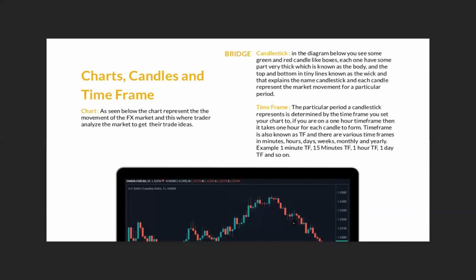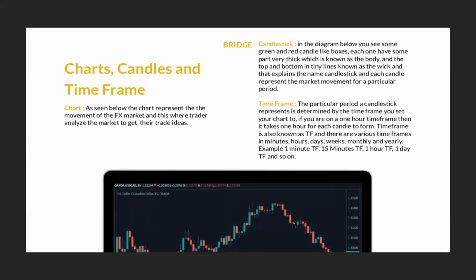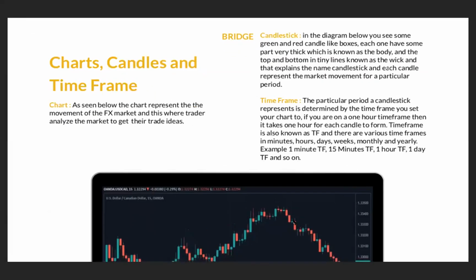Then the next thing is candlesticks. In the diagram below, you see some green and red candle-like boxes. Each one has some part very thick, which is known as the body, and the top and bottom is tiny line known as the wick, and that explains the name candlestick. Excuse me, guys, and each candle represents the market movement for a particular period. All right, let me explain what that means.